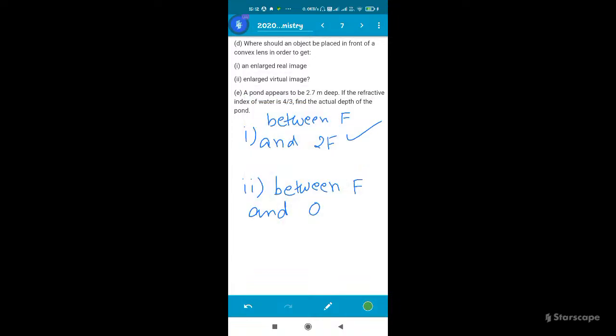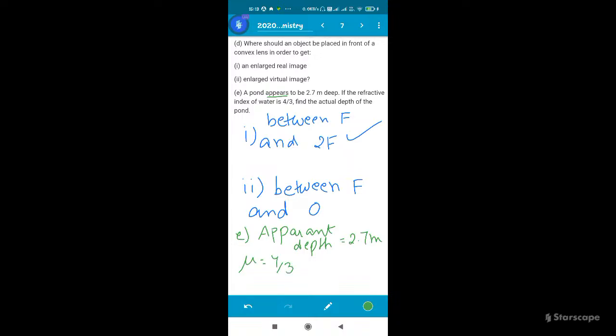A pond appears to be 2.7 meter deep. That means this is the apparent depth. Appears means which looks like, it is not the truth. It looks as if. So the apparent depth is given. Let me write it. So the apparent depth is 2.7 meter and the refractive index is given as 4/3. We have to find the real depth.